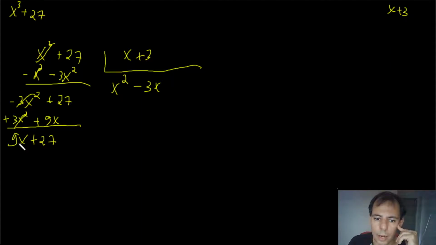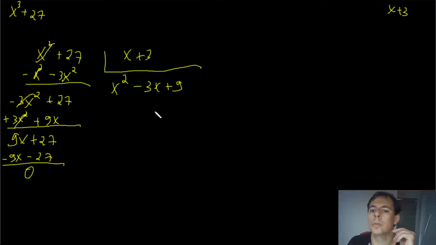Now I want to make the 9x disappear, so I'm going to put plus 9 here. 9 times x, 9x, coming over here with an inverted sign, minus 9x. And 9 times 3, 27, coming over with an inverted sign, minus 27. When you add all this up, you get 0. So x cubed plus 27 divided by x plus 3 equals x squared minus 3x plus 9. Now this is just a quadratic equation.